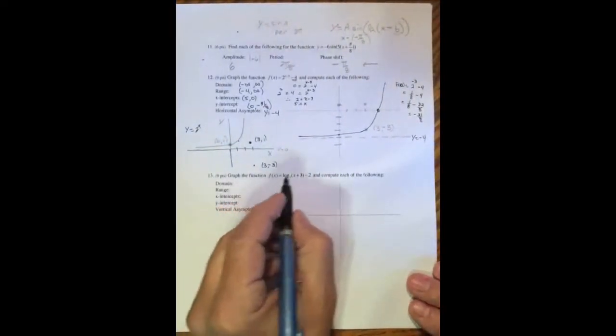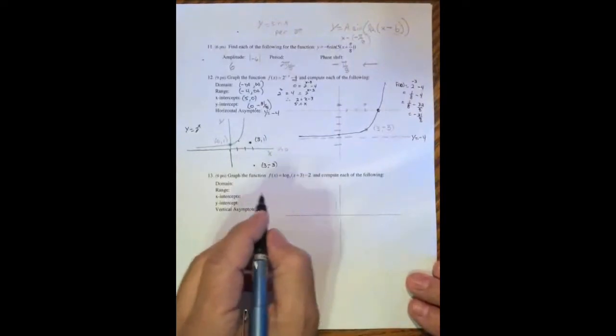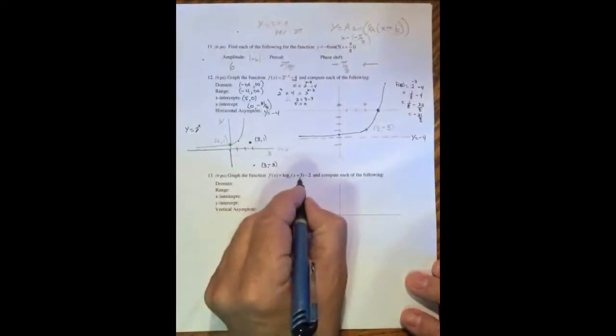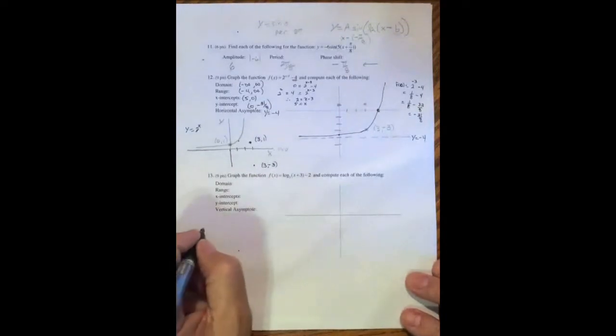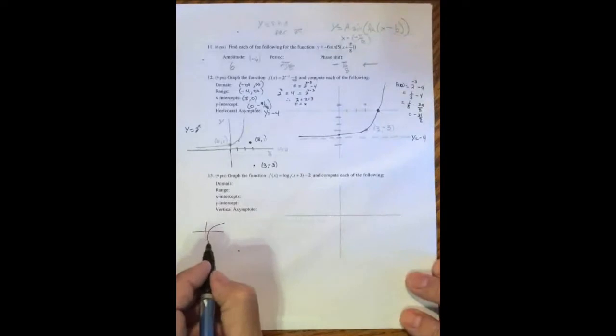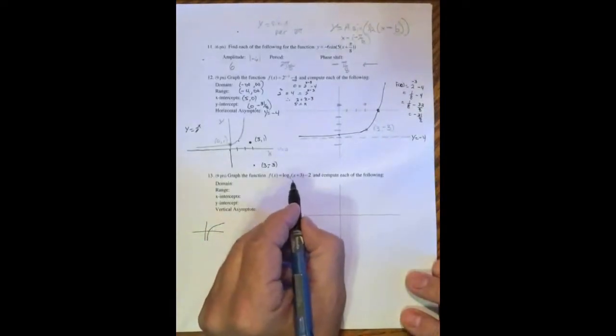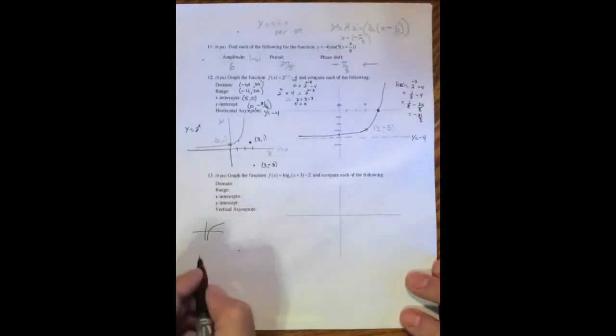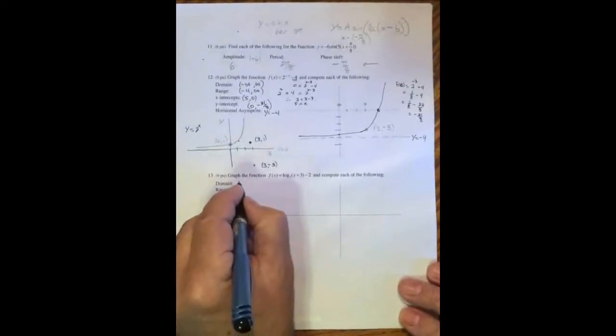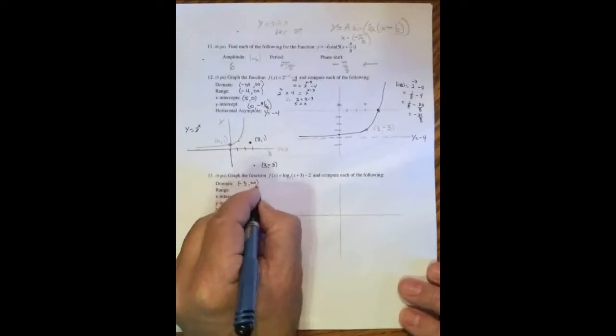Okay, lucky 13. Let's look at problem lucky 13. Let's do the domain. Well, see, the log function doesn't make sense. If we graph a generic log function, it looks like that. So you can only take the log of something positive. So for the domain, we must have x plus 3 positive. So that means x is greater than minus 3. So this would be minus 3 to infinity.